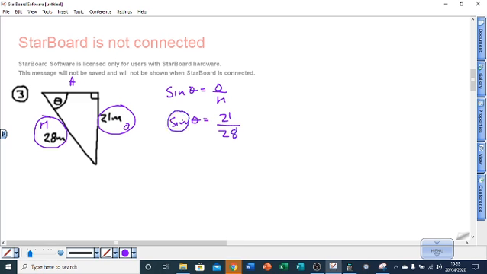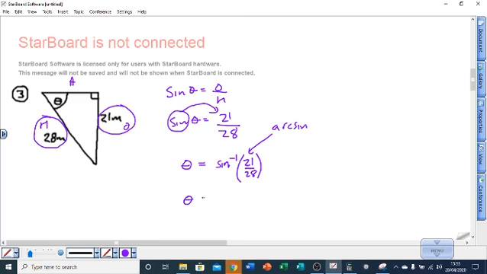Now to cut this away, to leave you with theta, and throw it over here, it becomes sin to the minus 1. So theta is equal to, once it goes over there, sin to the minus 1, and the proper name of that is arc sin. Okay, I've shown that in a previous video. Arc sin of 21 over 28.